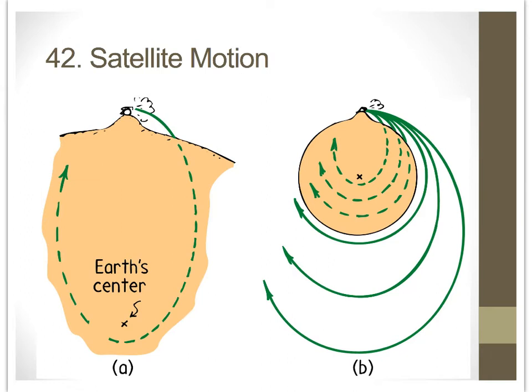That path that it takes, that curved path, is the same as the curvature of the earth, and so it never actually gets closer to the earth. And if we fire it faster, obviously we take a slightly more elliptical path, and we'll talk about that in a little bit more detail in a second.